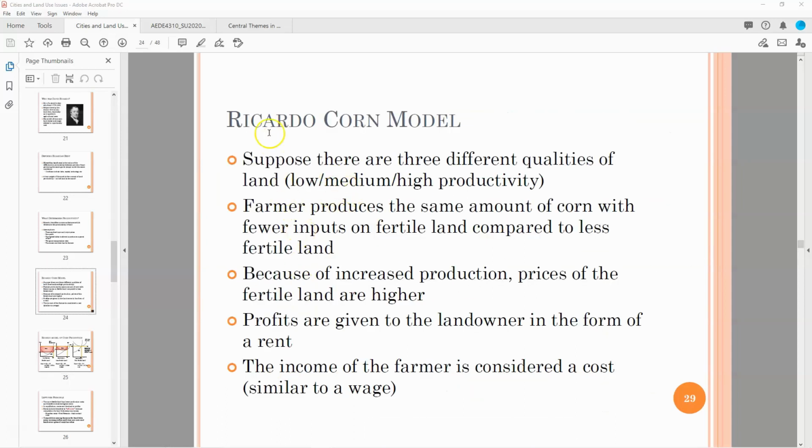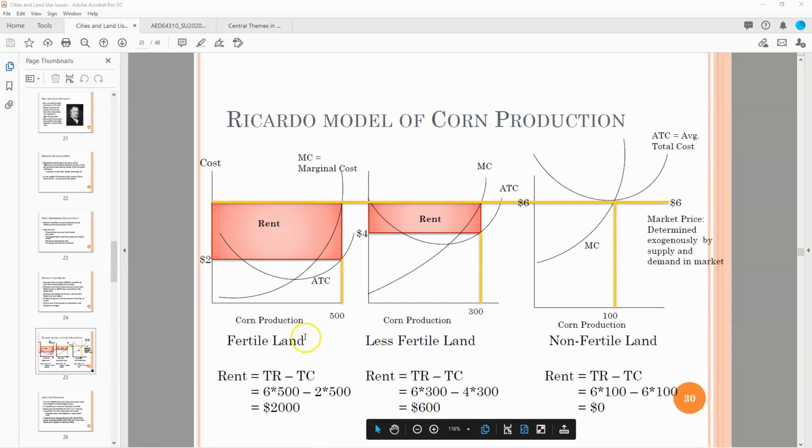And according to Ricardo corn model, the profits are given to the landowner in the form of a rent. So we can say the rent is also equal to the difference between total revenue and the total cost, which is 2,000 in the first graph.